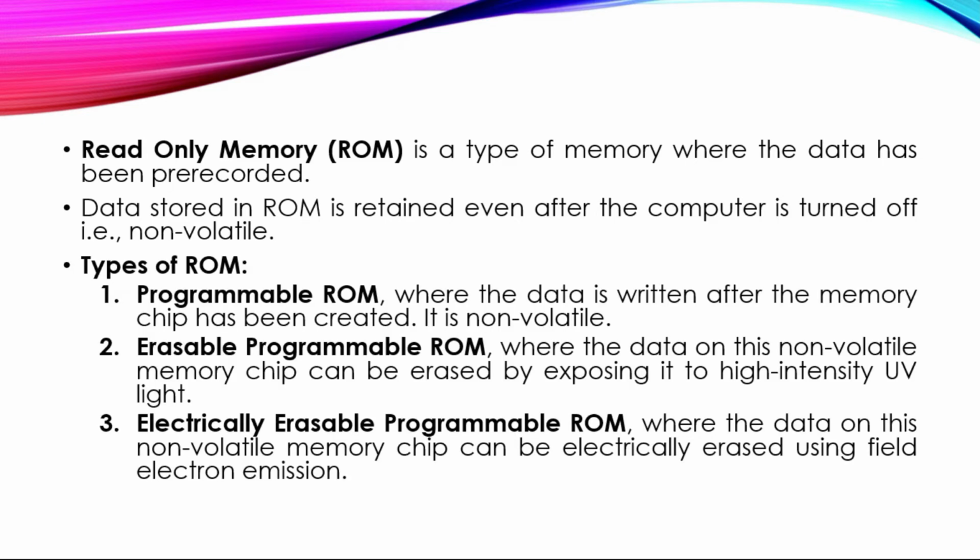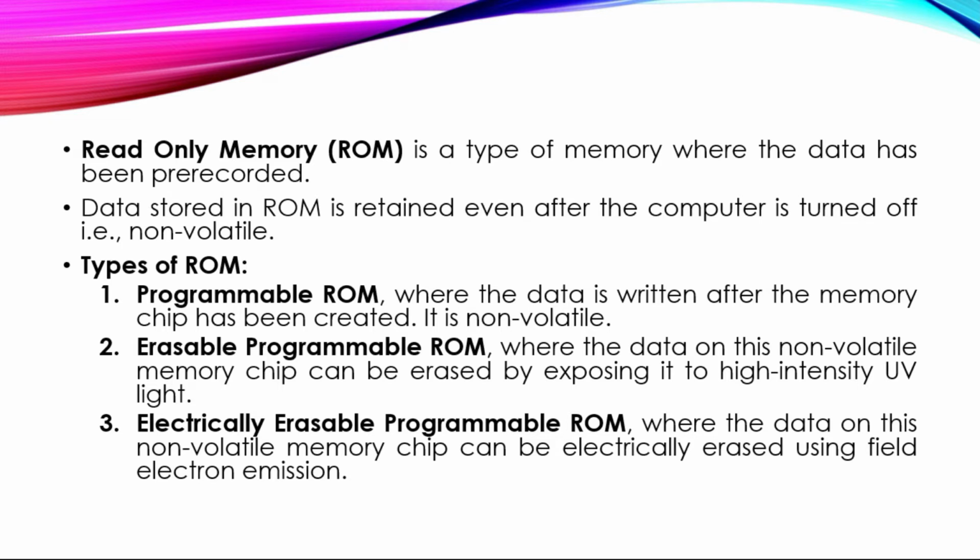There are different types of ROM. First is programmable ROM, that is PROM. When the data is written after the memory chip has been created, it is non-volatile. It means once the chip has been programmed, the recorded information cannot be changed. एक बार आपने वो चिप encrypt कर दिया, उसके बाद आप उसे change नहीं कर सकते हो. That is called programmable. Once it is programmed, you cannot erase that data.